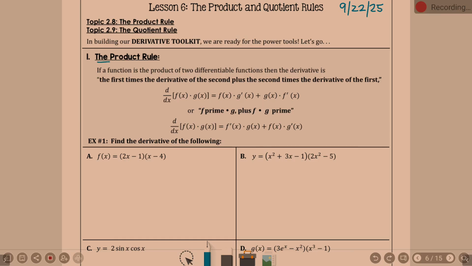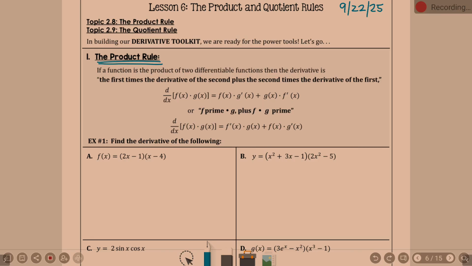Now, product rule. If a function is the product of two differentiable functions, then the derivative is, and there's multiple different ways we can put it, the first times the derivative of the second plus the second times the derivative of the first. Or, if we put it in symbols, if you're trying to take the derivative of f times g, then keep the first, take the derivative of the second, plus, and now we're going to switch it, keep the second, take the derivative of the first. Or they put it as f prime times g plus f times g prime.